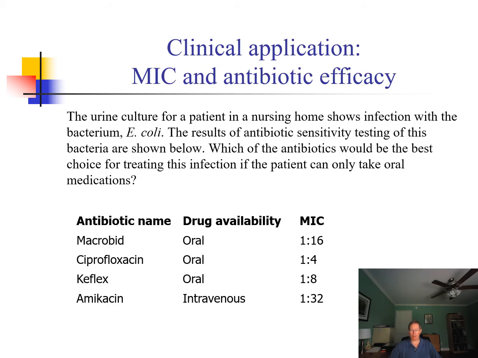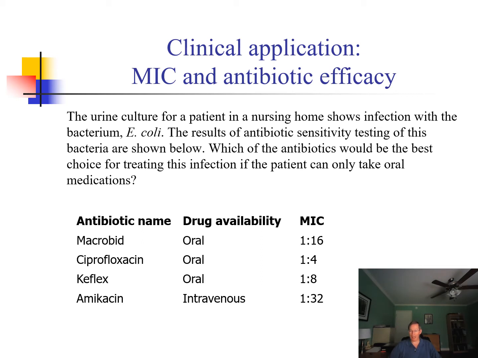So let's use this as an example. Let's say a person is in a nursing home and they have signs of an infection. Just as an aside, the fact that you grow bacteria in the urine is not in and of itself a sign of infection. But let's say that this person was showing other signs of infection, and in doing so, this grew out a very typical kind of bacterium for infection called E. coli. The lab will then do antibiotic sensitivity testing, and that's shown in this table.